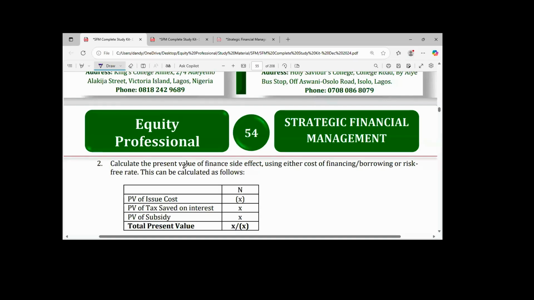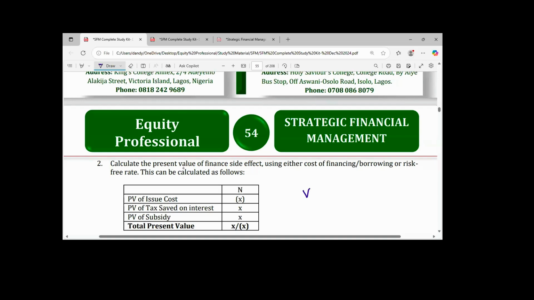Whatever assumption you want to use, what is important is that you state it in your answer booklet, whether you want to use cost of borrowing or risk-free rate of return. But I will advise you to always use cost of borrowing, because cost of borrowing will always be higher than the risk-free rate of return.